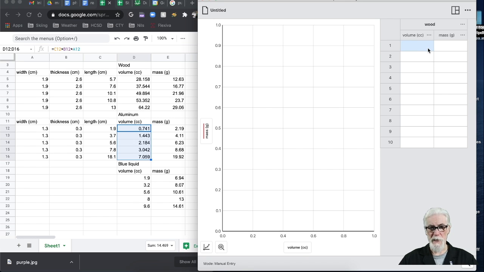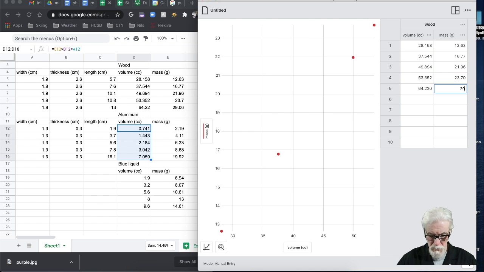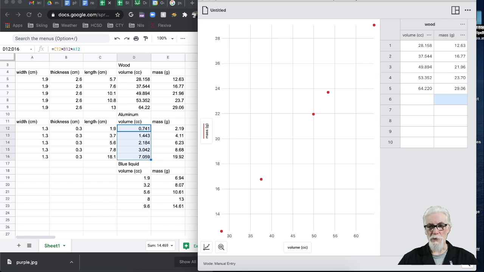Now it's time to just enter some data. And I'll probably speed this up because it's pretty boring watching people type numbers. You can see as I typed, it created a scatter plot, and this looks like it's a straight line.